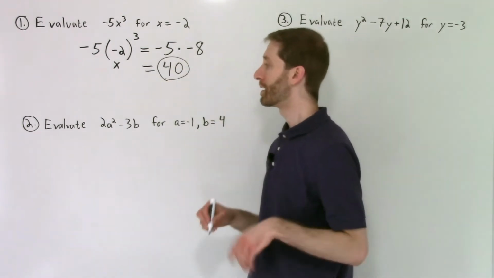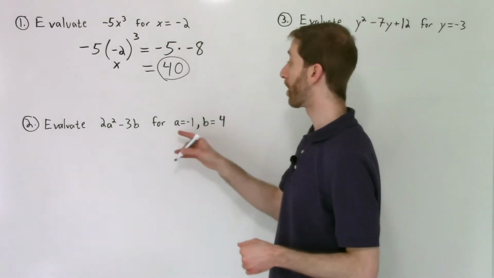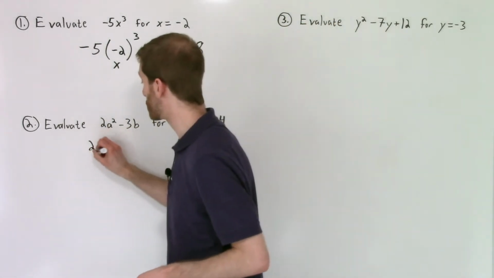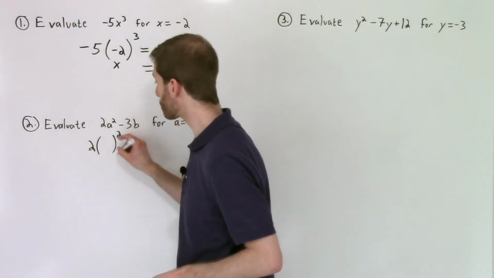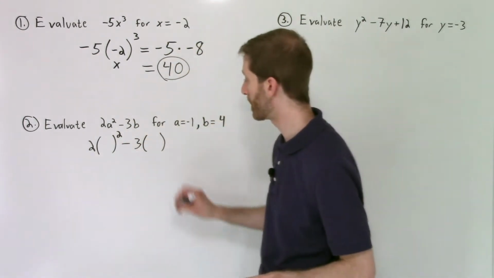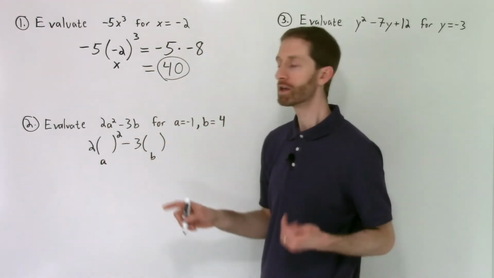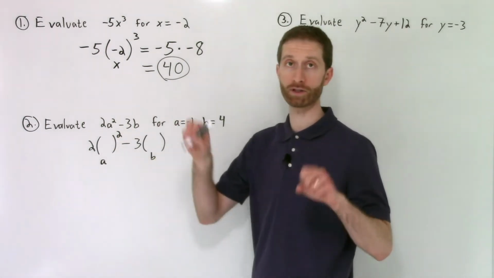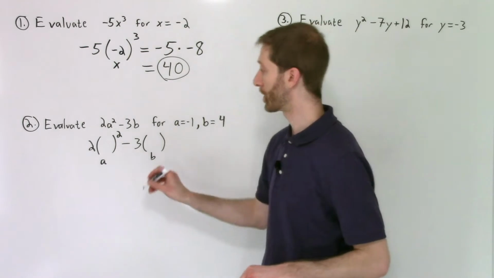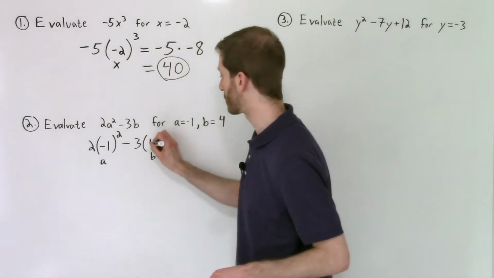On to number 2. This says evaluate 2a squared minus 3b for a equals -1 and b equals 4. Similar to the last problem, we're going to put parentheses where the variables are. So we're squaring a, minus 3 times an open unknown amount b. If it helps, you can remember that that's b and that's a, so we don't confuse the fact that this empty spot is different in terms of the value that goes there than the first empty spot. So -1 gets replaced for a, so we have -1 squared, and then b gets replaced, and that is 4.